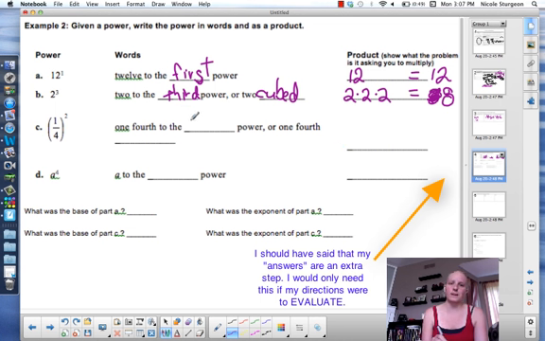1/4 to the second power, or 1/4, yep, you got it, squared.